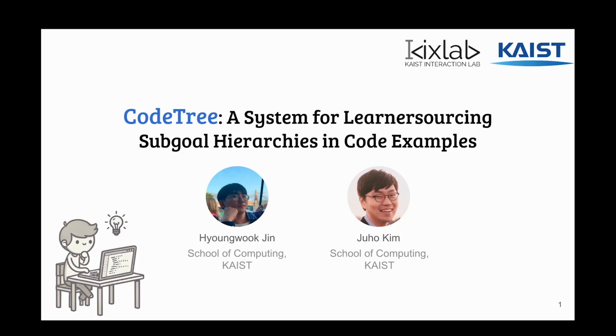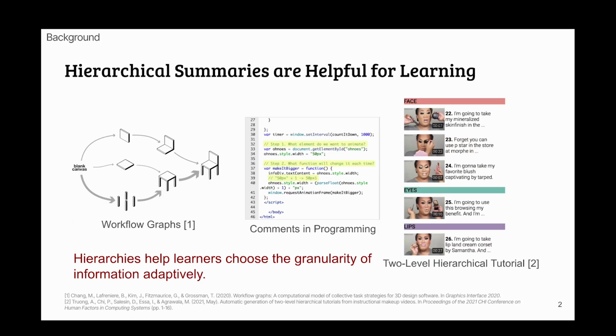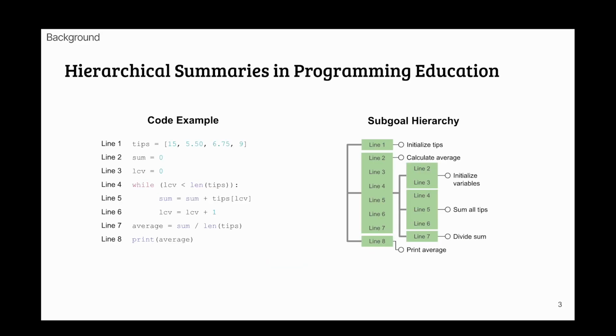I'm going to present my work, CodeTree, a system for learn sourcing subgoal hierarchies and code examples. Hierarchical summaries are helpful in many learning scenarios. When you check examples to learn how to build a chair, learn how to write a program, or learn how to makeup, hierarchical summaries of the examples can give you an overview and let you navigate information at different details. In programming education specifically, code examples can have hierarchical summaries.